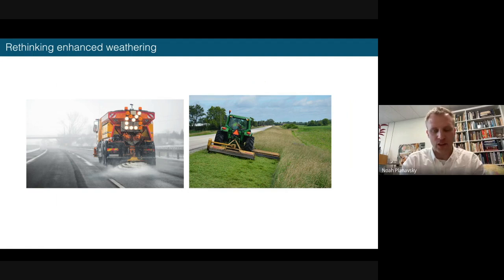maintenance of these settings. For instance, salt trucks are often owned and are infrastructure that is not utilized in the summer, or tractors that are associated with maintaining our roadways could be infrastructure that could be utilized to have enhanced weathering in these settings. I'll leave that as a fun idea for a potential future collaboration if anybody's interested in reimagining how we can turn roadways into carbon dioxide removal centers.